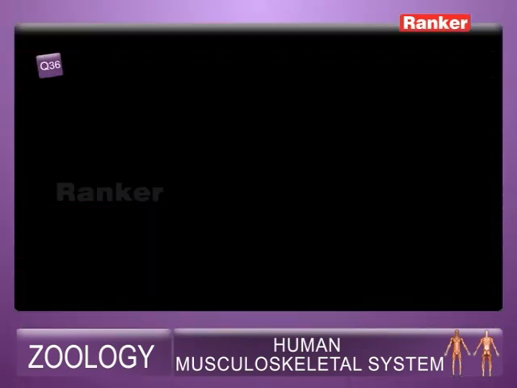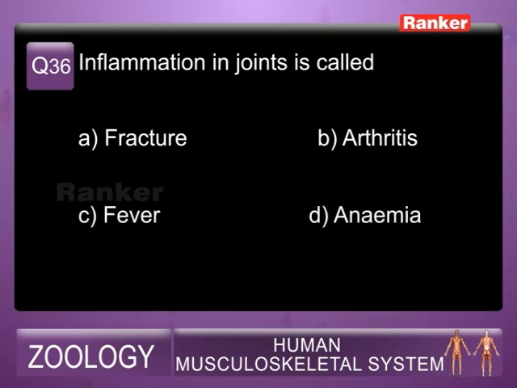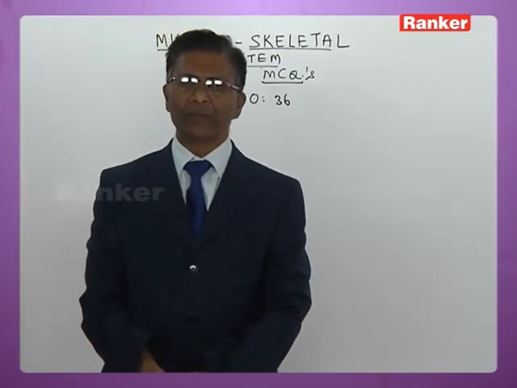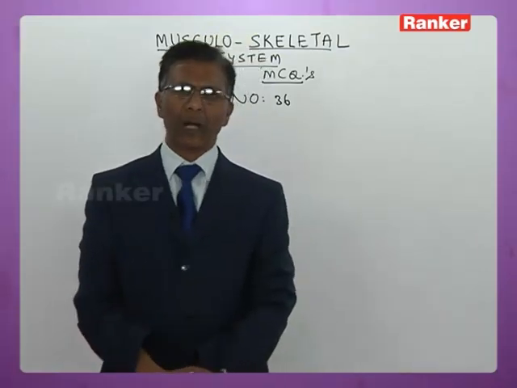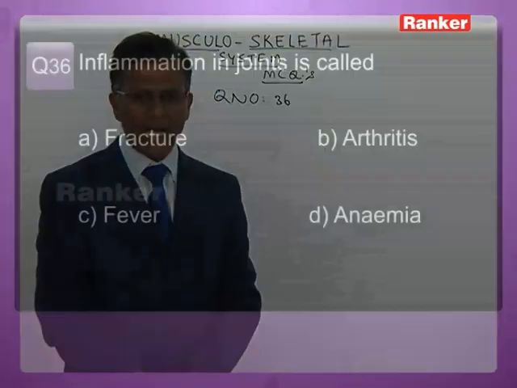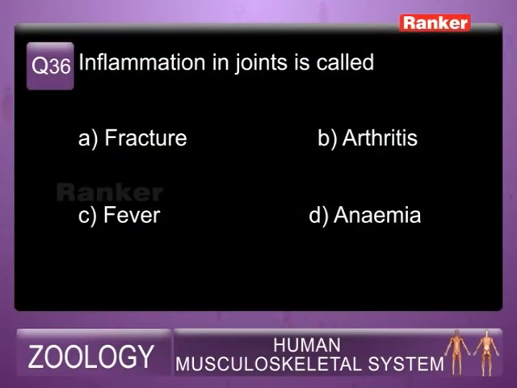36th is here for you. Inflammation in the joint is called A. fracture, B. arthritis, C. fever, D. anemia. So inflammation of a joint, which leads to burning sensation and stiffening, can be called arthritis. So the correct answer among this is B.